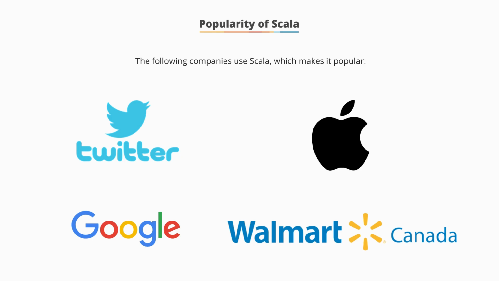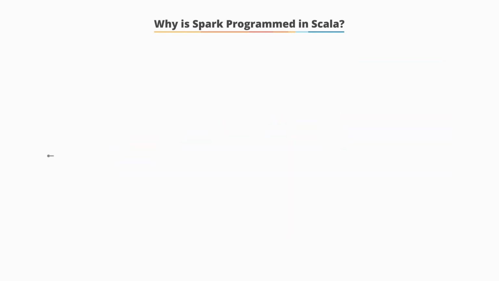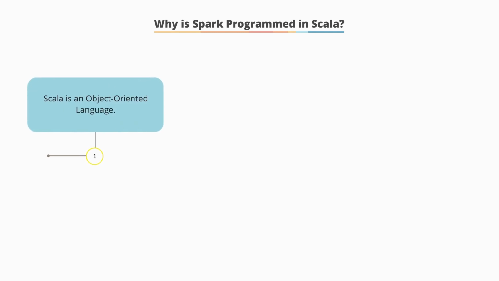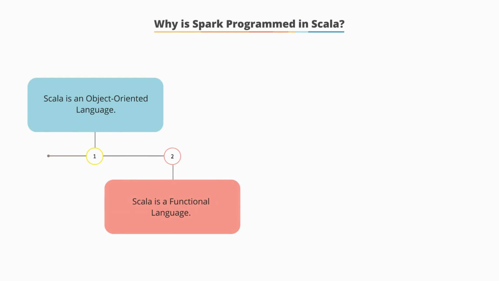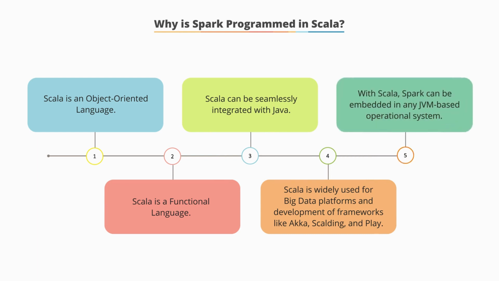Why is Spark programmed in Scala? Spark itself is programmed in Scala for the following reasons. First, Scala is an object-oriented language. Scala is also a functional language. Scala can be seamlessly integrated with Java. And Scala is widely used for big data platforms and development of frameworks such as Akka, Scalding, and Play. With Scala, Spark can be embedded in any JVM-based operational system.